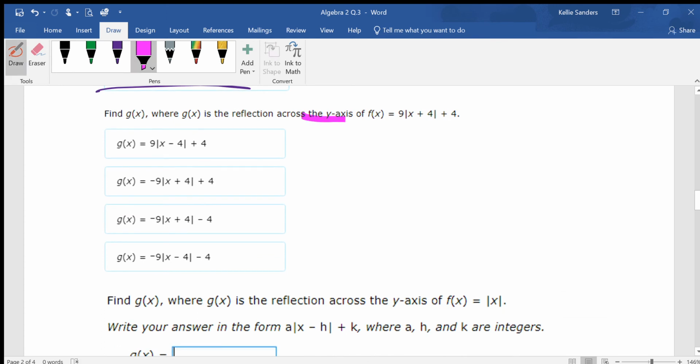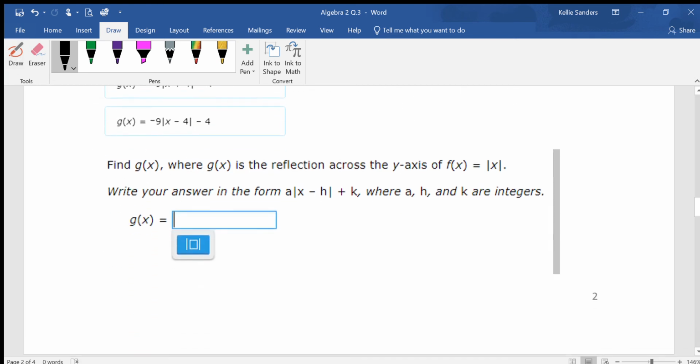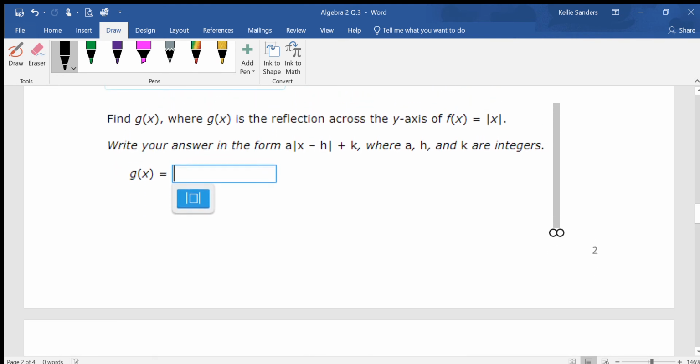Reflect about the y. So the x is going to change. So the 9 doesn't, but the 4 inside does, and the 4 on the outside does not. Now we're going to be writing them. If we're reflecting about the y, we are only going to change the x. We are not changing everything. We're just changing the x.